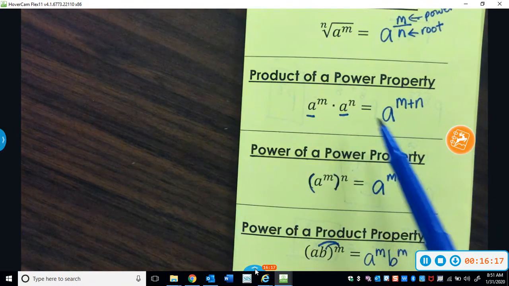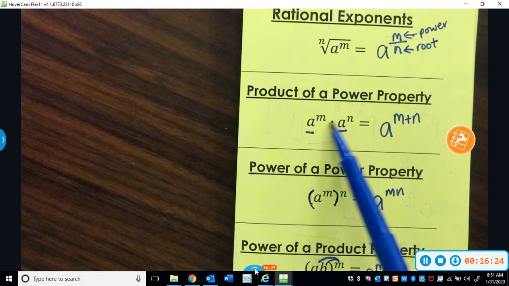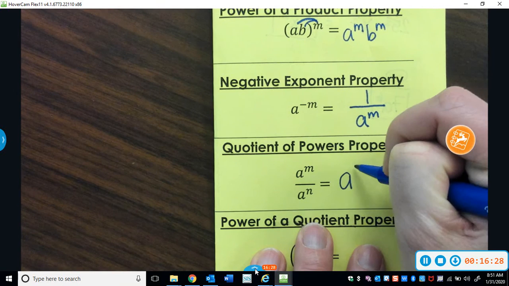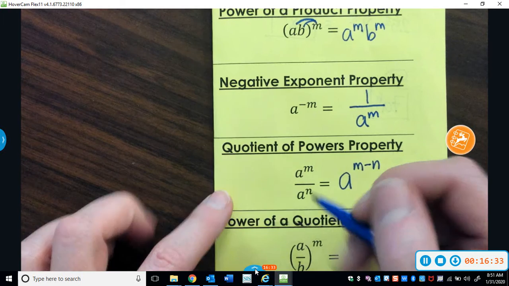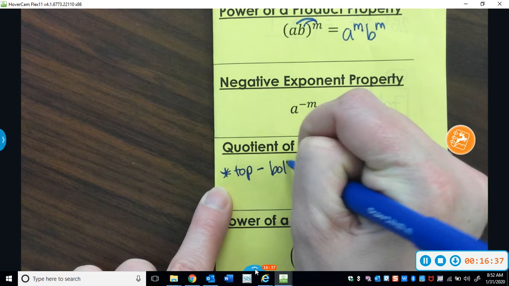All right. So this property and this property are essentially opposites. So when we're multiplying together, we add the exponents. So if we're dividing, what do you think we'd do? Yeah. Just be careful, you always do the top minus the bottom. So if it helps, maybe put a little note for yourself. Top minus bottom.